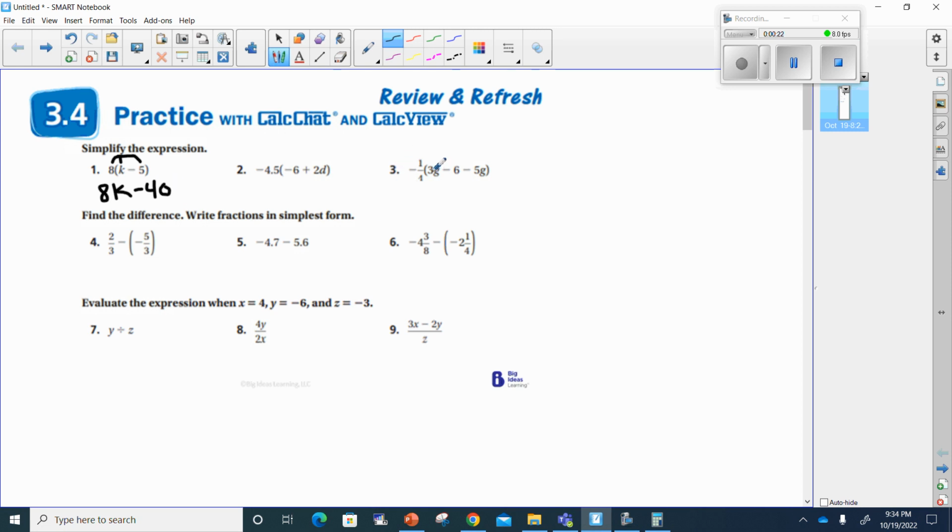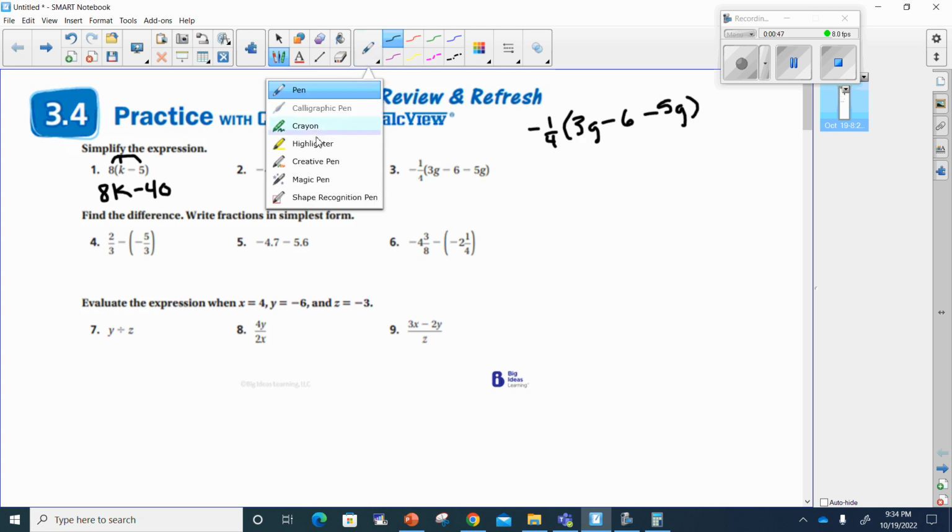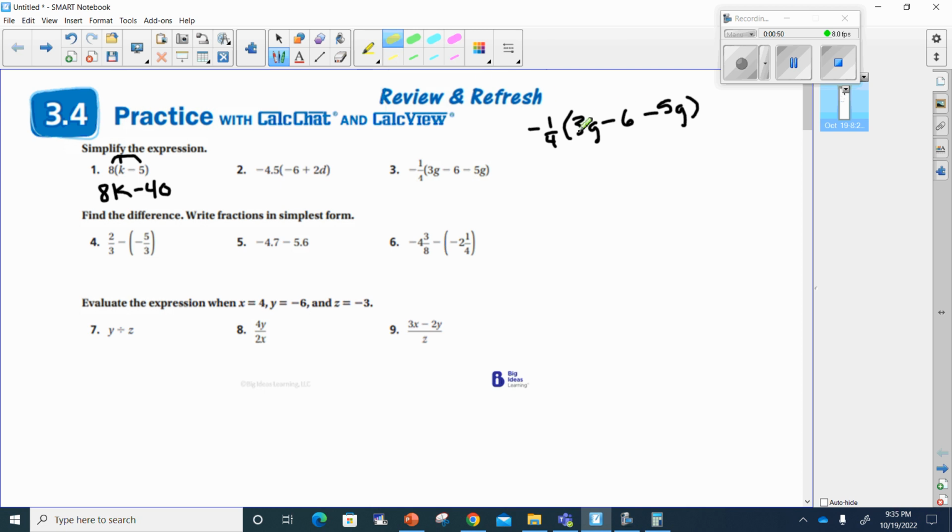Now I'm going to number 3. First thing I'm going to do, I think I'm going to rewrite this over here to give me some room to work. 3g minus 6 minus 5g. All right, the first thing I need to do following PEMDAS is look in my parentheses for like terms. I see that 3g and -5g both end in g. Okay, so I'm going to take my highlighter to show that these are like terms.